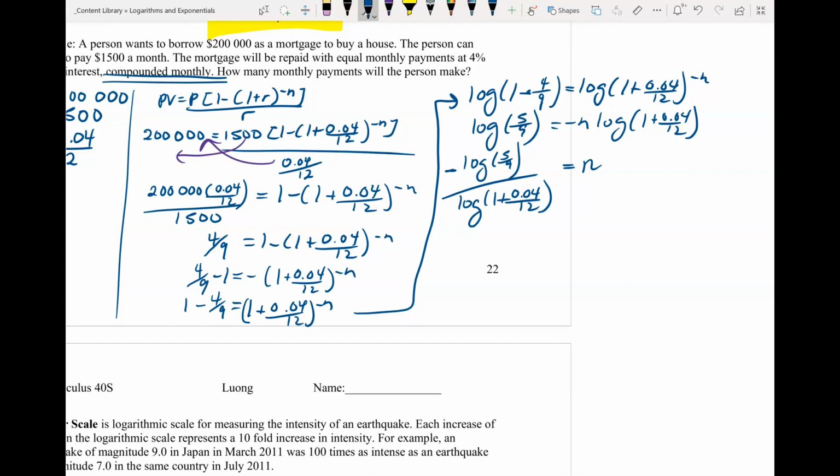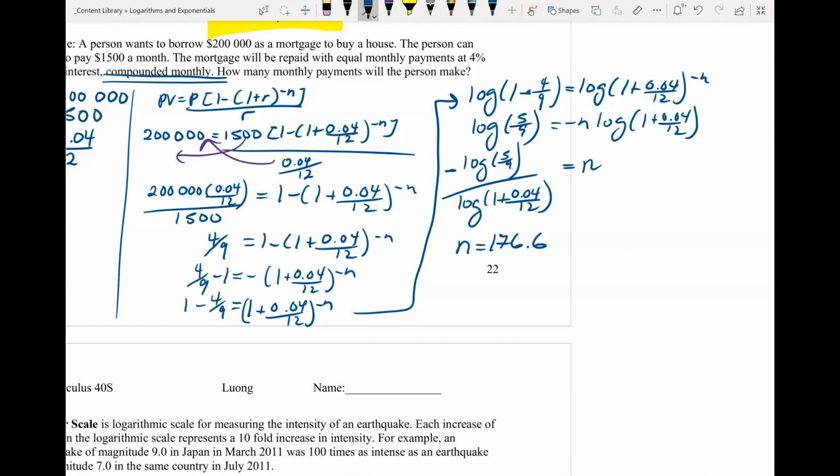I understand that's a lot to plug into your calculator, but again, you do want to make sure that all your decimal places are in there to get the most accurate answer. On provincial exams, they do want you to round to the nearest 3 decimal places, and if you're off by your decimal places, then marks will be taken off. So I would suggest you plug in 5 over 9 and take the logarithm of that, then divide it by 1 plus 0.04 over 12, take the log of that, and then press equals. And you should get 176.6 monthly payments.